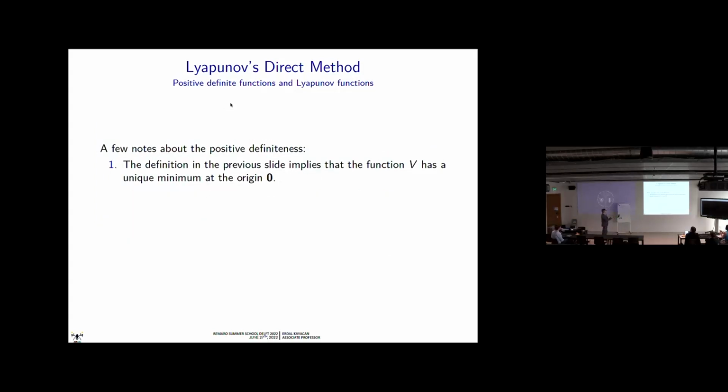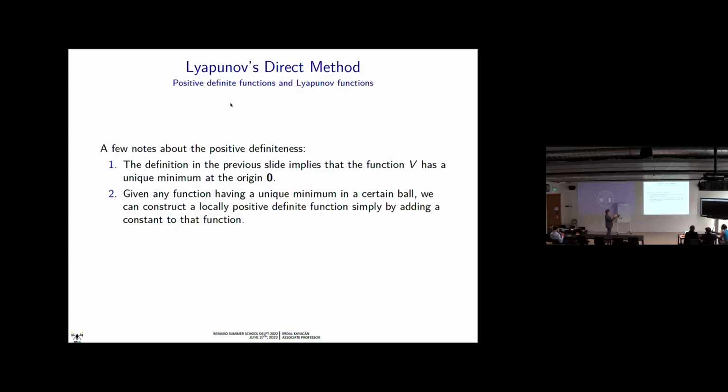Okay, a few notes about positive definiteness. Let's elaborate on what a positive definite function is. The definition in the previous slide implies that the function V has a unique minimum at the origin. Yes? So the function has a minimum at the origin, and it's a unique minimum, right? So this is the definition of a positive definite function. I said positive definite matrix because we will also talk about positive definite matrices as well. So it has one unique minimum at the origin, at 0.